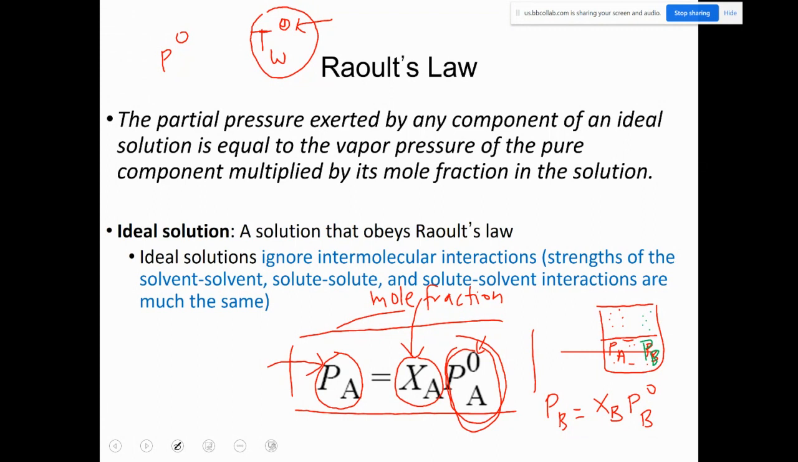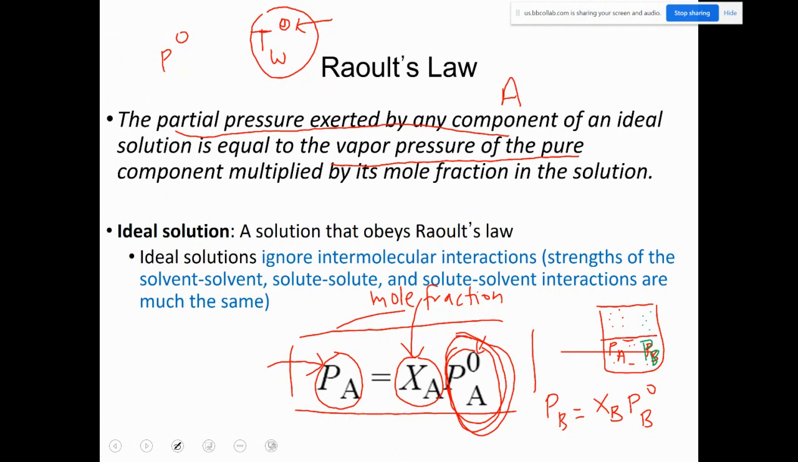And that's why this formula, partial pressure of any component, and here I've defined that component as A, equals the vapor pressure of the pure component, which is PA naught, or PA degree. I'm going to start using the PA degree for A, multiplied by its mole fraction XA.